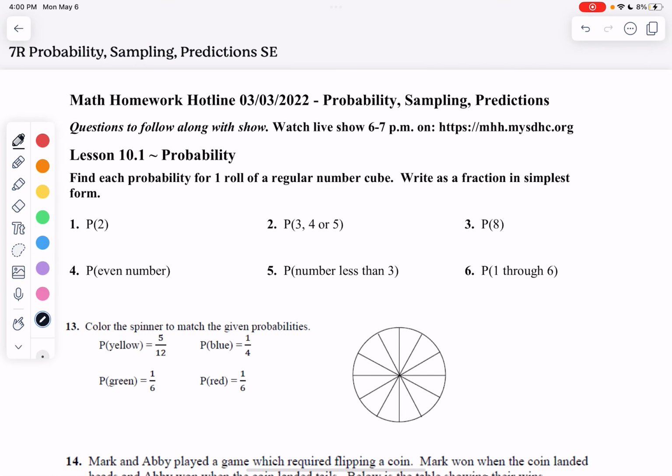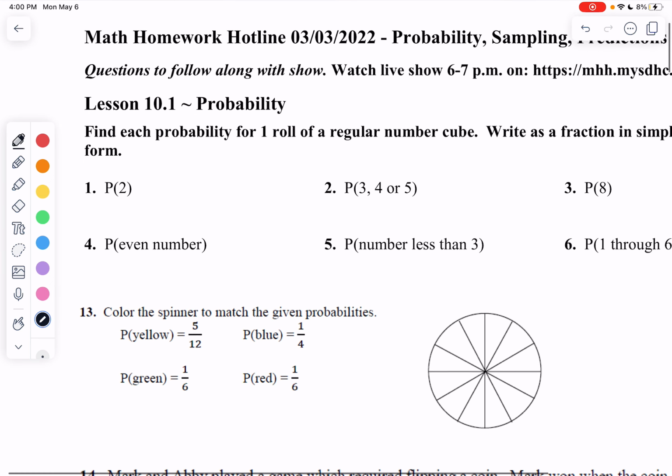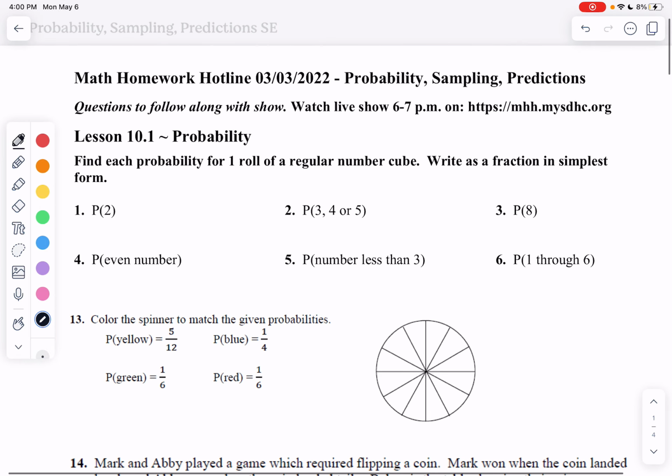Hello, people. Today, we have finally made it to Unit 10, the last unit: probability, sampling, and predictions. I am also finally not recording this first thing in the morning or last thing at night, so maybe we'll see a little bit more energy. Who knows? Starting with these first couple problems, we're talking about probability, okay?